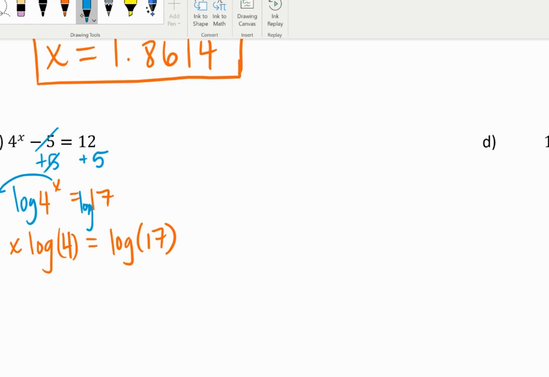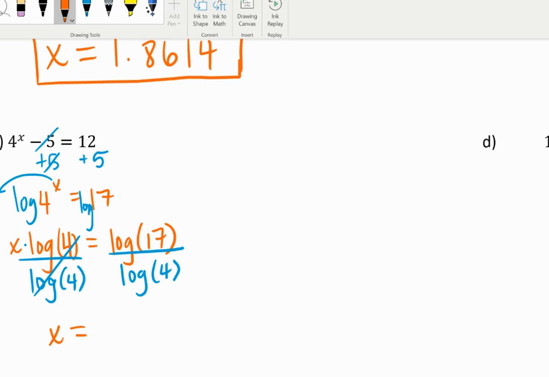And then you have x times log of 4, so you divide by log of 4 on both sides. So cancel, cancel, and we're left with x is equal to log of 17 over log of 4, and that'll be 2.0437. So we just got to make sure that when we do this, we're careful about what we're plugging into the calculator.